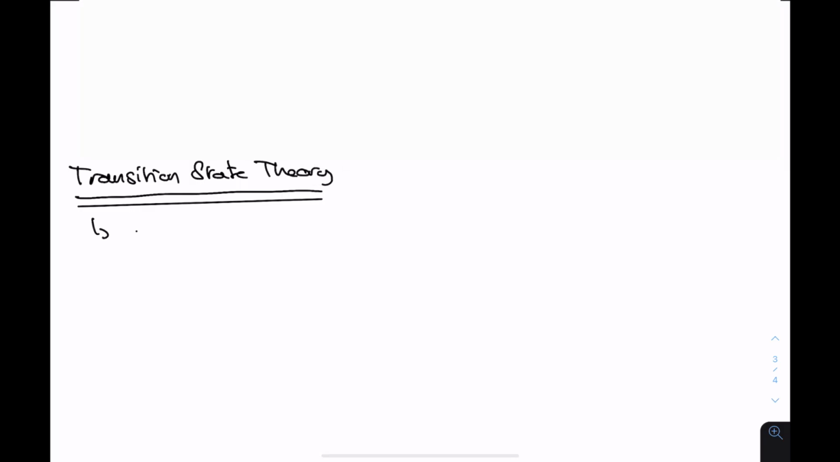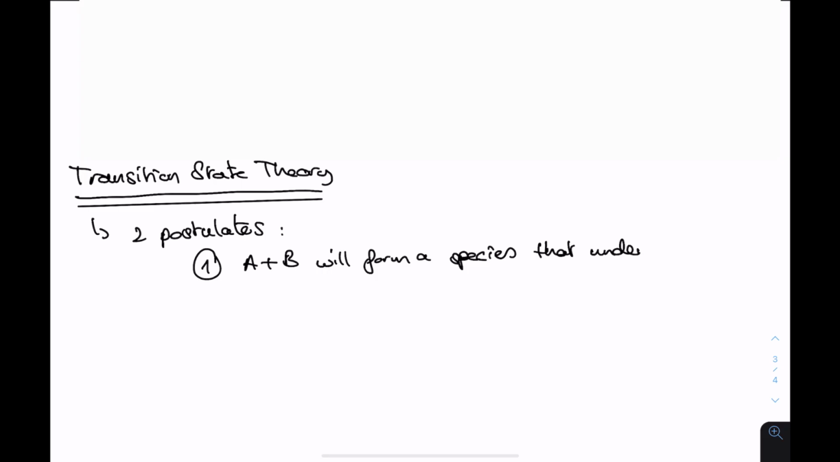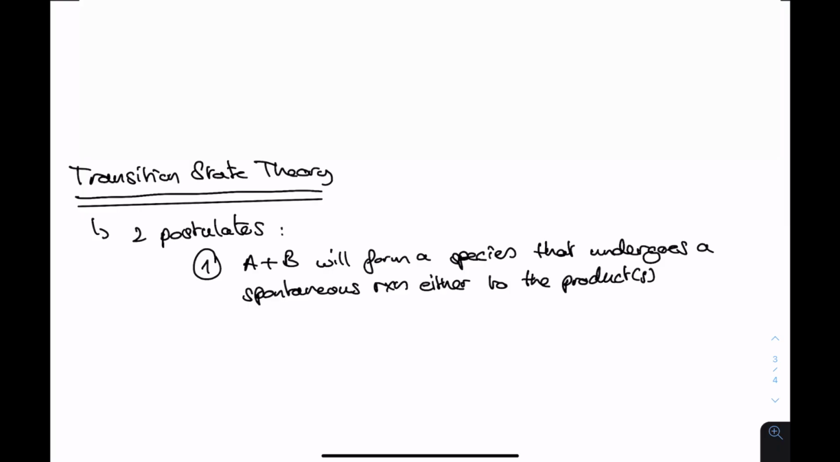Okay, so there are two postulates. One, A plus B will form a species that undergoes a simultaneous reaction either to the product or back to the reactants.